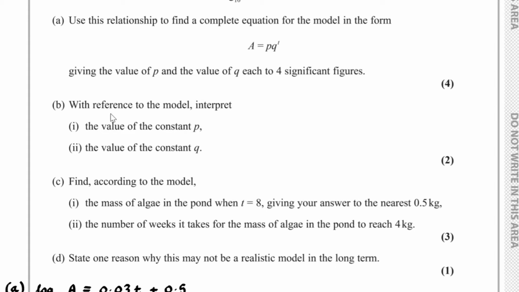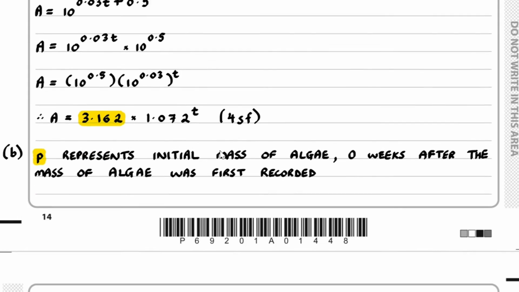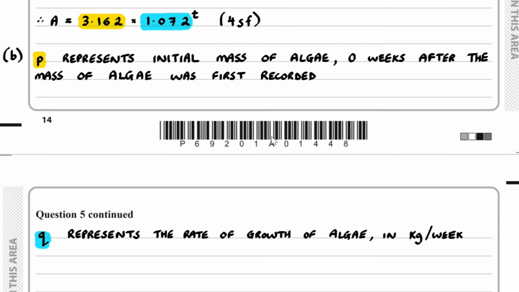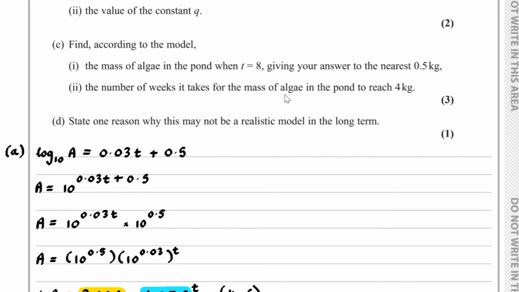Next, for part B, with reference to the model, we have to interpret the value of the constant P and the value of the constant Q. First of all, P, which is the 3.162, that would represent the initial mass of algae 0 weeks after the mass of algae was first recorded. And then Q, which is the 1.072, that represents the rate of growth of algae in kilograms per week.